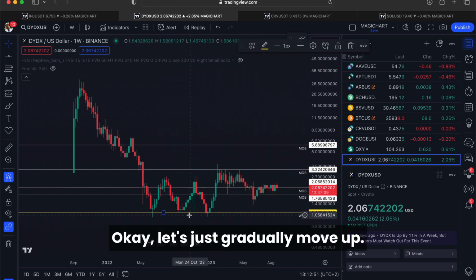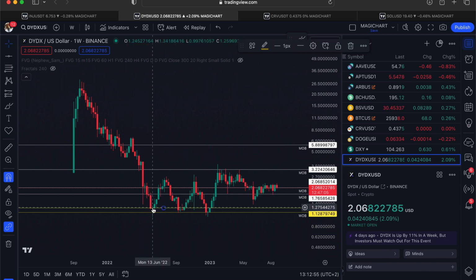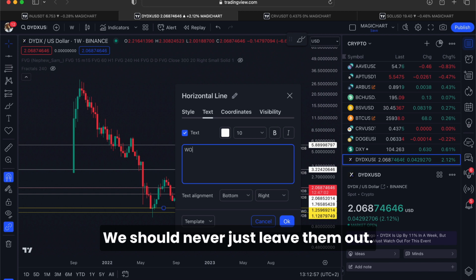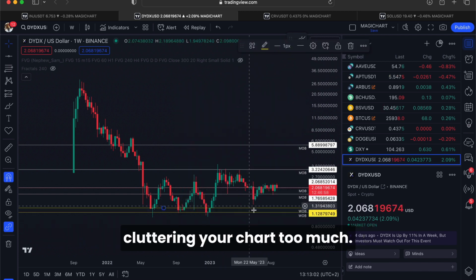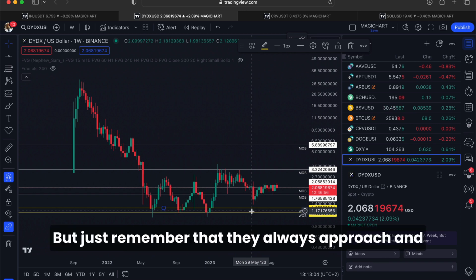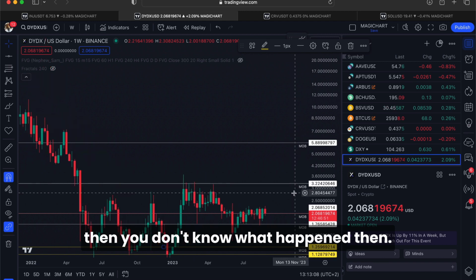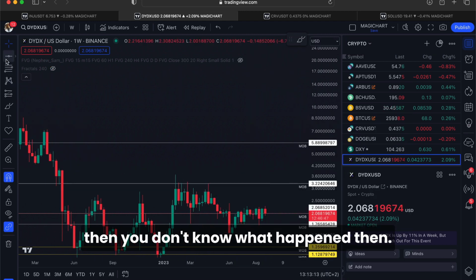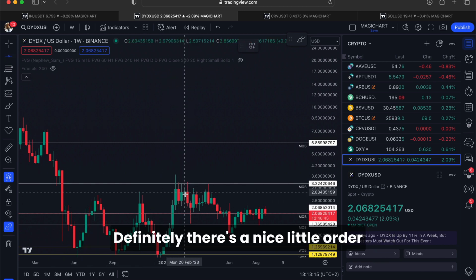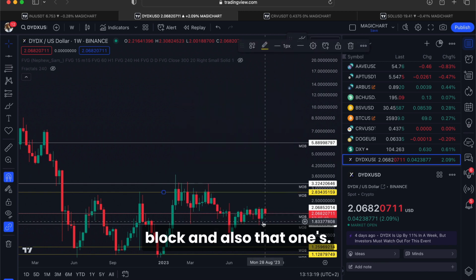Okay, let's gradually move up. There's another one here. We should never just leave them out. Mark as much as possible without cluttering your chart too much. Just remember that they always approach and then you don't know what happened. Then definitely there's a nice little order block, and also that one.